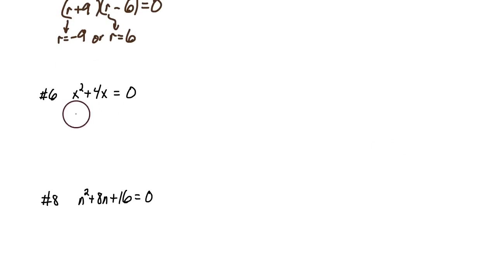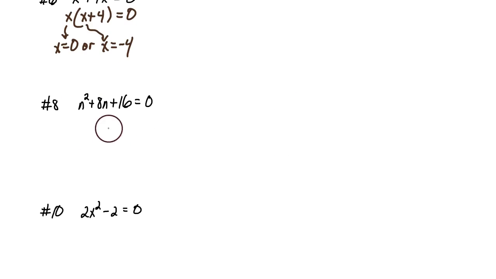Number 6, let's factor the left side. X times x plus 4. This answer for x would be x equals 0. And this one would be x equals negative 4.